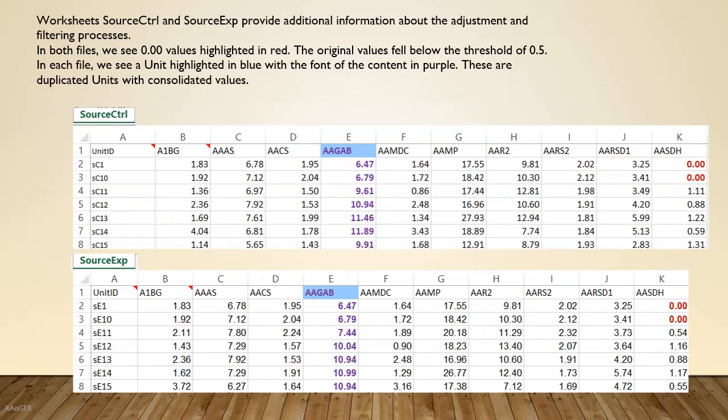Worksheets Source Control and Source EXP provide additional information about the adjustment and filtering processes. In both files, we see 0.00 values highlighted in red. The original values fell below the threshold of 0.5. In each file, we see a unit highlighted in blue with the font of the content in purple. These are duplicated units with consolidated values.